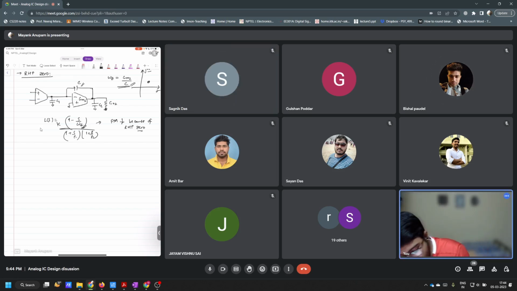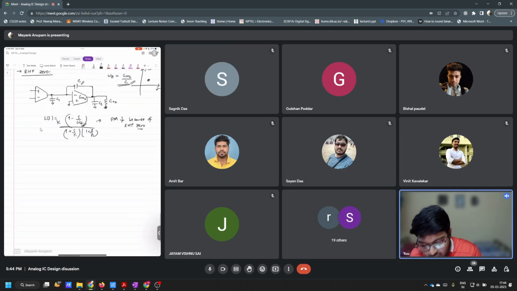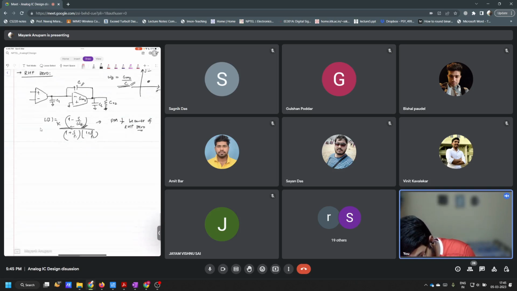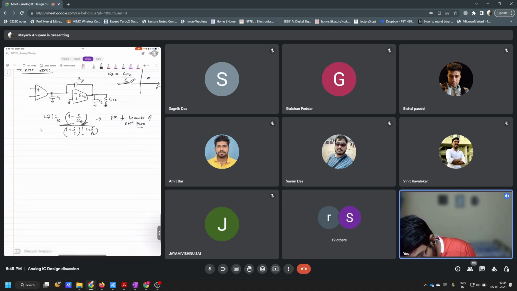So now we'll try to understand how this right half plane 0 actually causes more delay in the system, and we will try to understand it in the time domain. In the frequency domain, it is fairly easy to see. Because of this 1 minus s over omega z, the phase will be minus tan inverse of omega u loop divided by omega z. And this minus sign simply means that it is adding extra phase delay to the system, right?